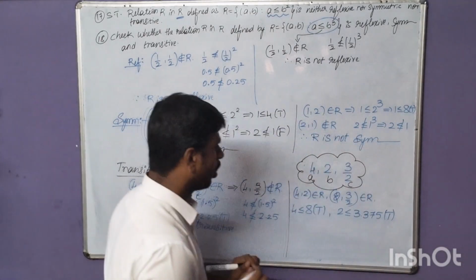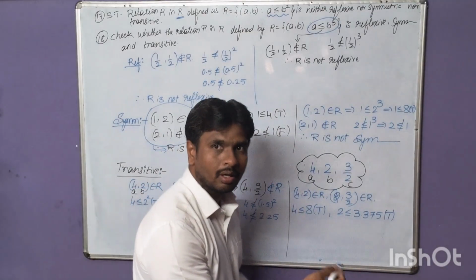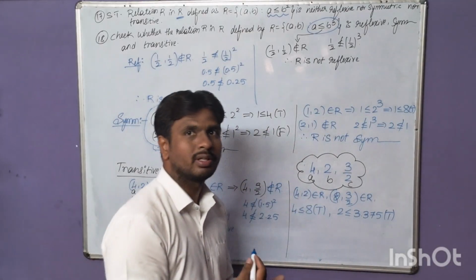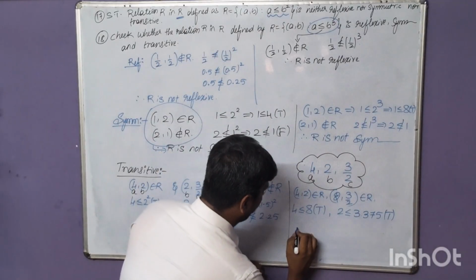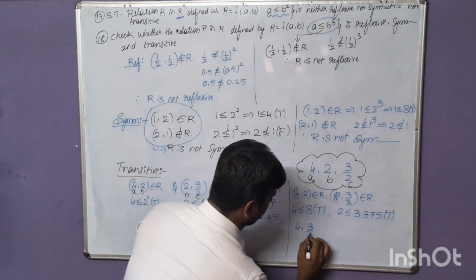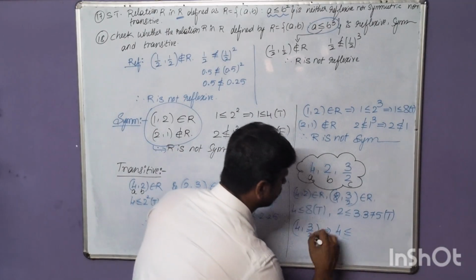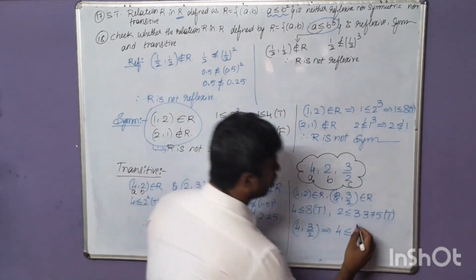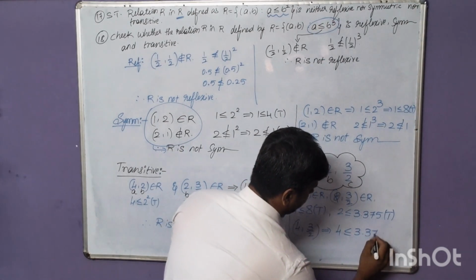And now I need to cross check whether (A, C) belongs to R or does not belong to R. Our intention is to prove that it does not belong to R. I will let you know how. Now I am taking the (A, C) ordered pair, (4, 3/2). So this implies that 4 is less than or equal to (3/2) the whole cube, which in the previous step we had written as 3.375.